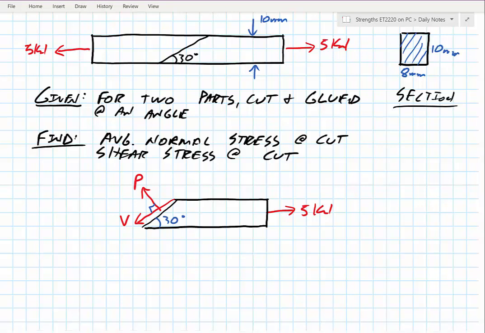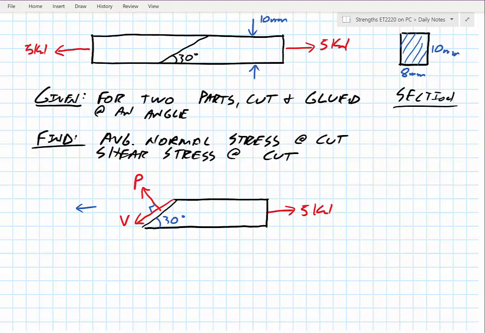And I know my directions for those have to be resisting this 5 kilonewton load. So I know that they're both going to have an X component that needs to be pointing to the left. So I knew that the P had to be pointing away, and I also know it's in tension, and the shear force has to be pointing down and to the left.